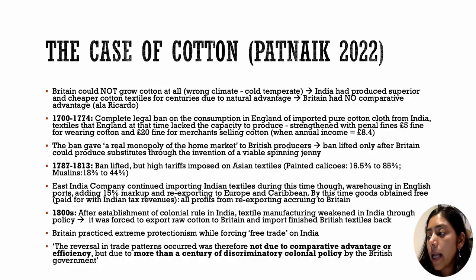Now, from the 1800s on, after the establishment of colonial rule in India, textile manufacturing was weakened considerably through policy. It was forced to export raw cotton to Britain and import finished British textiles back. This is quite a well known story. Now, she argues that Britain practiced extreme protectionism while forcing, quote, free trade on India. The reversal in trade patterns was therefore not due to comparative advantage or efficiency, but due to more than a century of discriminatory colonial policy by the British government, she argues.